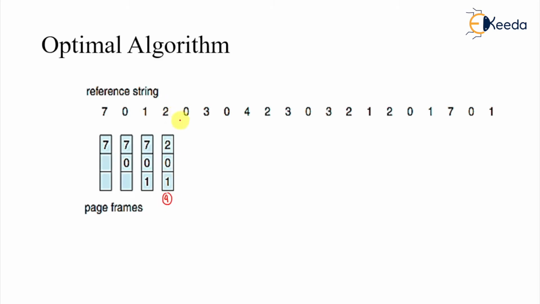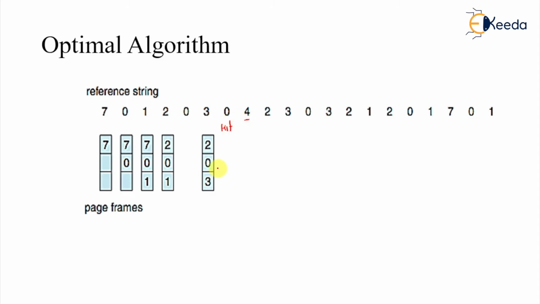Okay, the fourth page fault. 0 is a hit. 3 comes, and we have 2, 0, 1 in memory. So 0 is here, 2 is here, and 1 is here. 1 will not be used for the longest period of time. 0 will be next, so 0 is a hit, 4 is a page fault, 0 is a hit. When 3 comes, among 0, which is recently used, and 2, 1 will not be used for the longest period of time. So we are going to replace 1. This 3 replaces 1, and that is your fifth page fault. Next 0 is a hit, and the next 0 is also a hit.